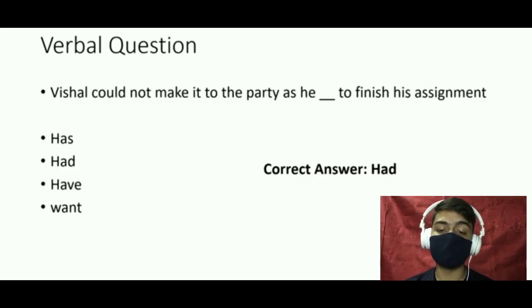The next question is, Vishal could not make it to the party as he dashed to finish his assignment. So this is a verbal question. So the options are has, had, have and one. So as you can see, here is a could. So you can think that the blank will be in past tense.